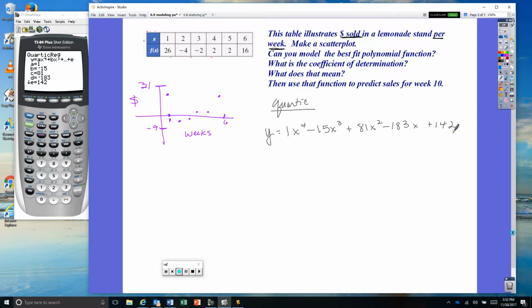Now notice on your calculator you have a down arrow. If you go down, it should give you your coefficient of determination, r squared equals 1. What does that mean? It means we have a very strong correlation. In fact, we have an exact correlation.